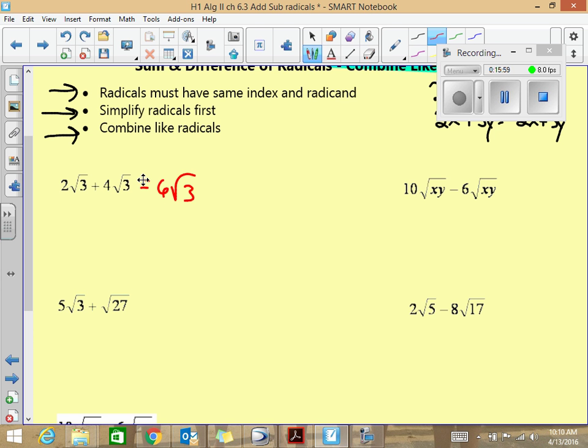Okay? Next one. And it even works with variables under the radical. So 10 radical xy's minus 6 radical xy's give us how many radical xy's? 4, right?